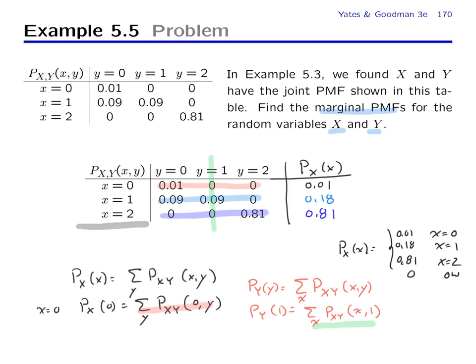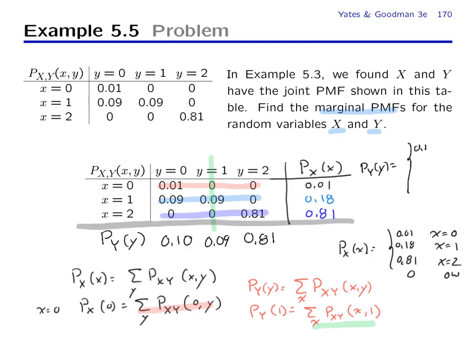So what we do here is we draw a line at the bottom of this table, and we label Py of y, and we do the column sums. The column sum for y equals 0 is 0.1. The column sum for y equals 1 is 0.09. And the column sum for y equals 2 is 0.81. And these are the entries for the PMF of y. Specifically, the PMF of y is equal to 0.10 at y equals 0, 0.09 at y equals 1, 0.81 at y equals 2, and 0 otherwise.